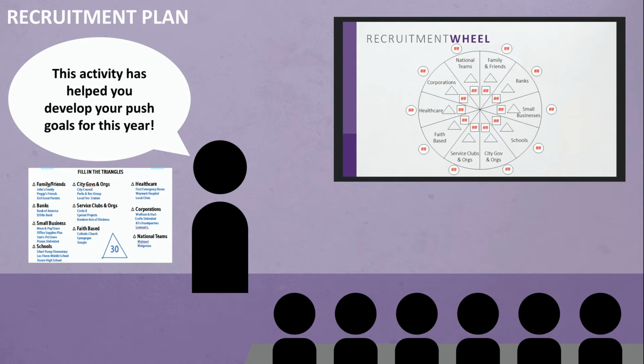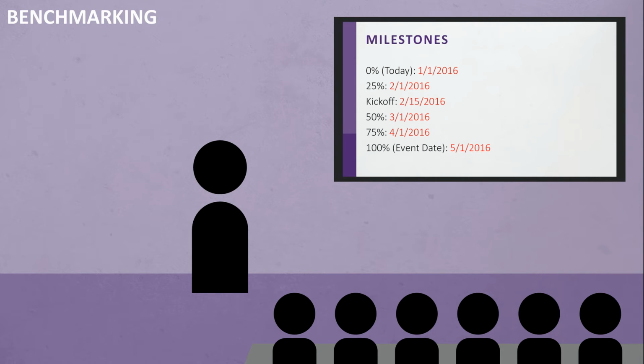Say, this activity has helped you develop your push goals for teams this year. It's a starting number that you can continue to use to develop your final push goal for teams. Now it's time to start benchmarking. This section can get a little tricky, so be sure to follow along closely.